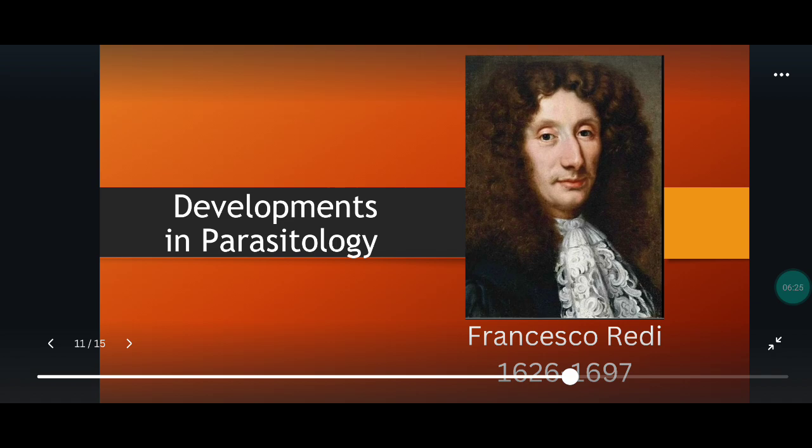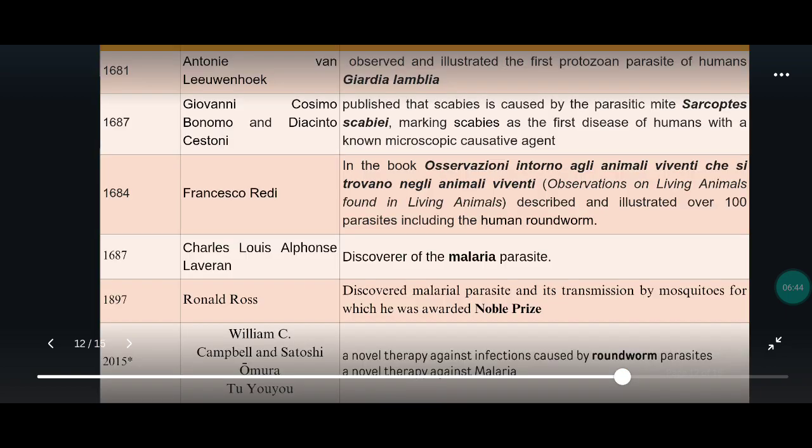Next, moving on to developments in parasitology. Father of parasitology is Francesco Redi. He is an Italian naturalist. He not only challenged the theory of spontaneous generation but documented over 100 parasite species in his book.